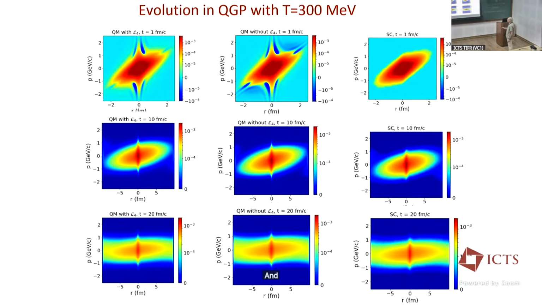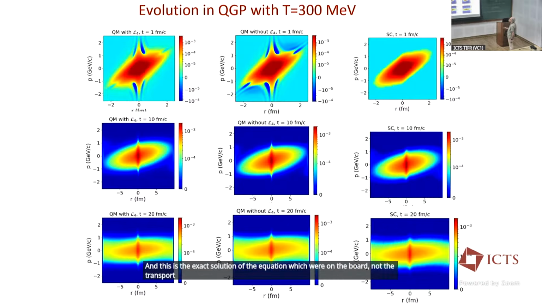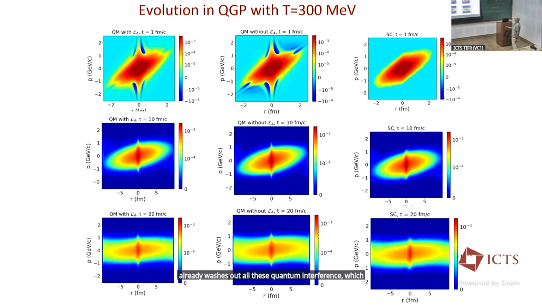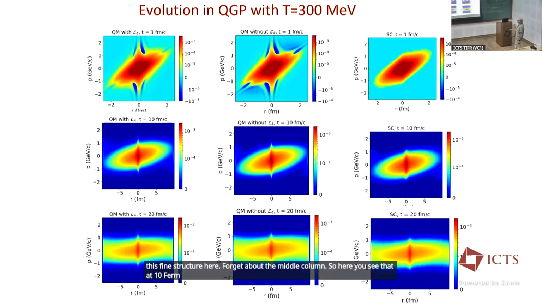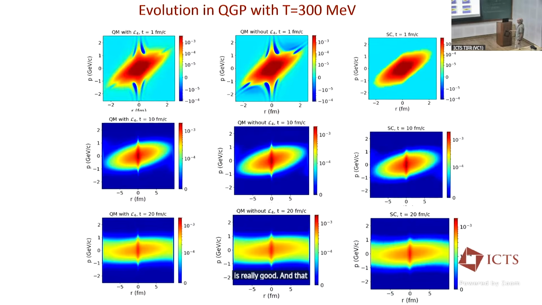So this is the relative coordinate and the momentum. And this is the exact solution of the equation which were on the board, not the transport equation. And on the right-hand side here, this is the semi-classical evolution. So you see the semi-classical evolution at early time, at the time 1 Fermi over c, already washes out all these quantum interference effects which are responsible for this fine structure here. Forget about the middle column. Here you see that at 10 Fermi, the evolution with the exact equation and the semi-classical one is really good. And at 20 Fermi, you can hardly see any difference between the two evolutions.